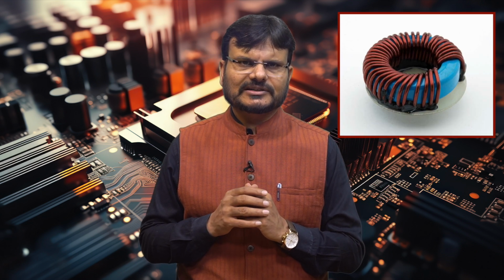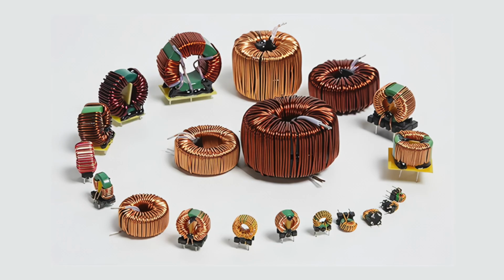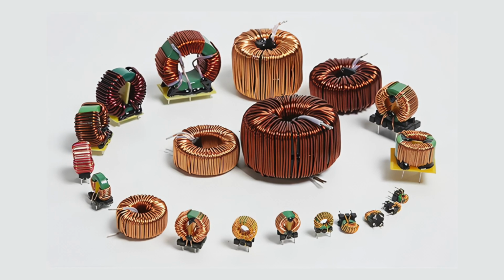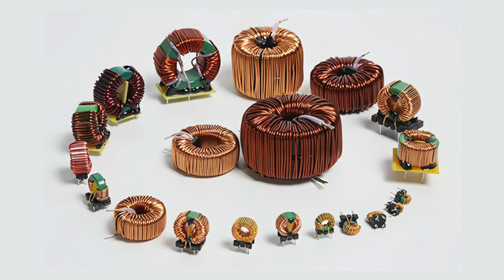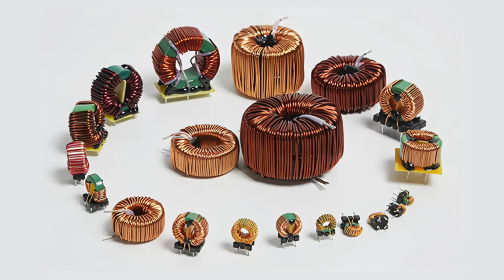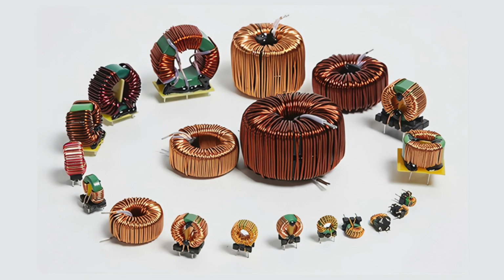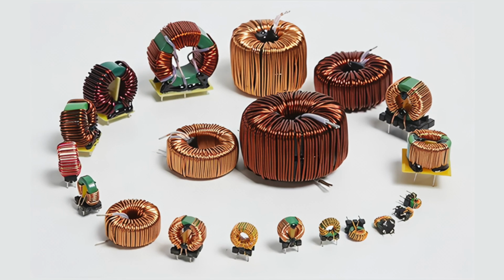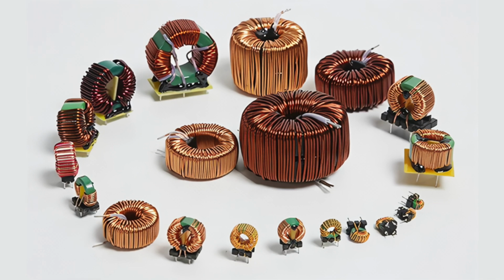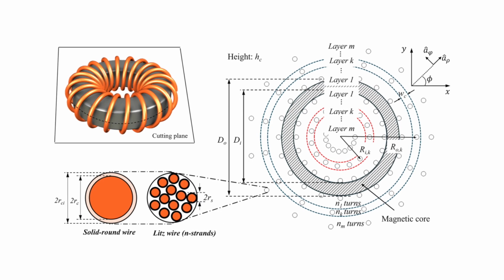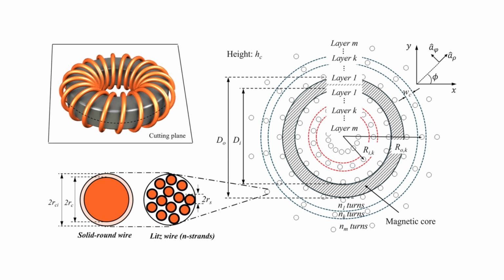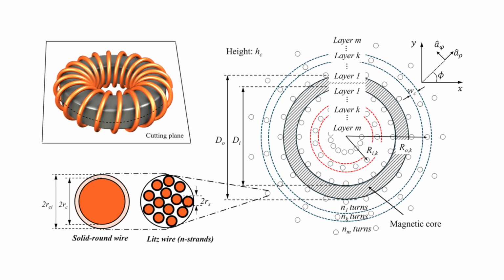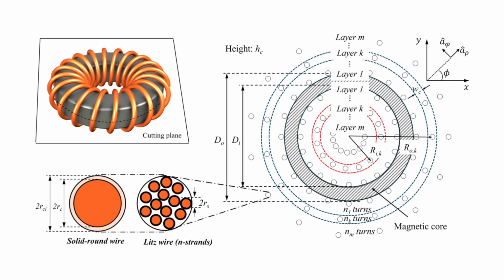The next type of inductor that we are going to discuss here is the toroidal inductor. These inductors have a doughnut shaped core providing high inductance with low electromagnetic interference. They offer compact size, high efficiency and low electromagnetic radiation, making them suitable for space constrained industrial applications. Found in power supplies, audio equipment and data communication systems where efficient energy storage and minimal interference are critical.